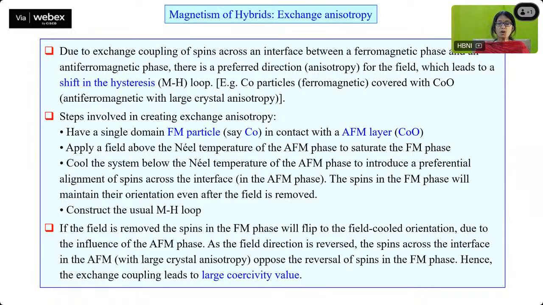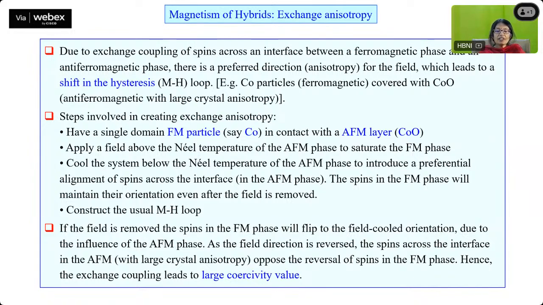the hysteresis. What happens in the hysteresis is that you will find the HC values on both sides are not the same. On one side it is going to be more, the other side is going to be less. And then you say that there is an exchange anisotropy present in those kinds of hybrids.